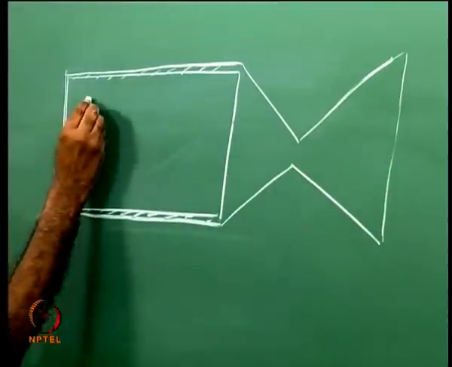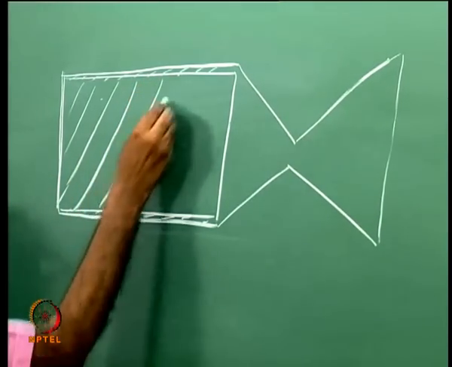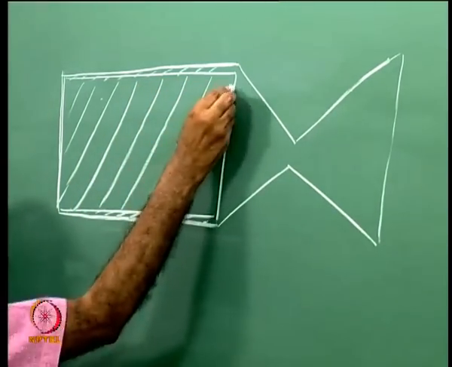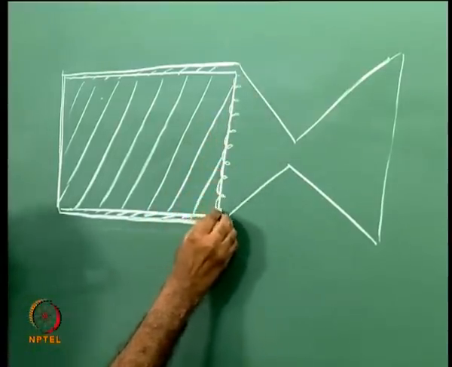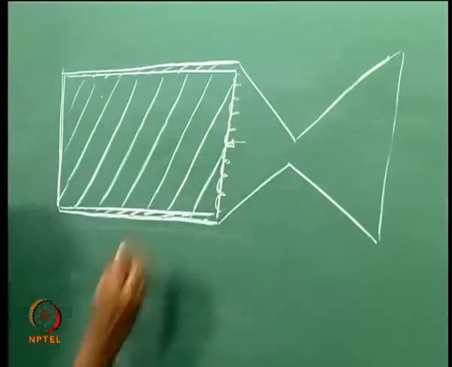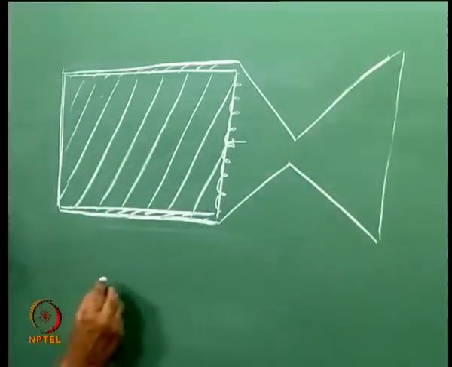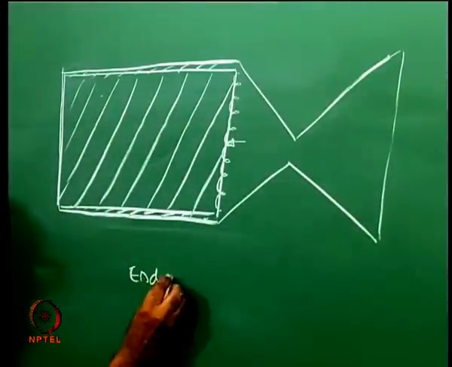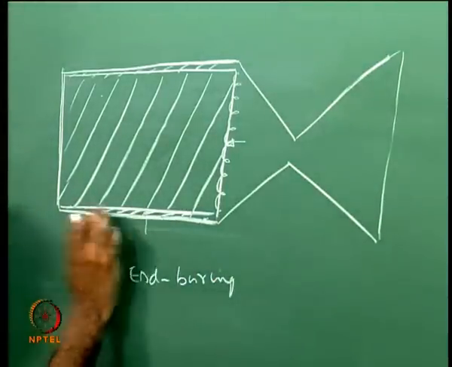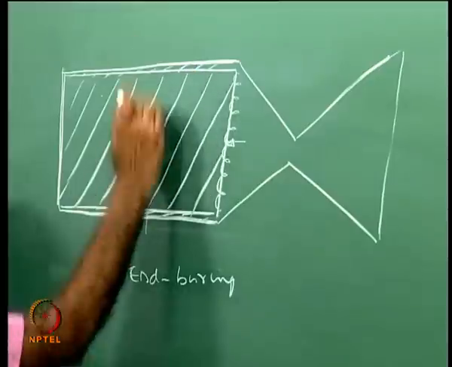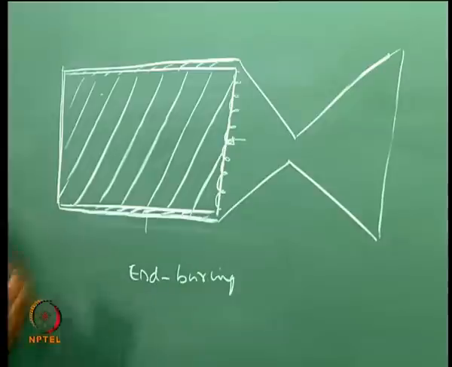Now, this particular propellant block is ignited over here and it burns from the end. That means the end of the propellant is ignited, we call it end burning, because it burns from the end. It does not burn from here, because this is prevented from burning. It cannot burn from this side, it is prevented. The flame can go normally only in this particular direction.